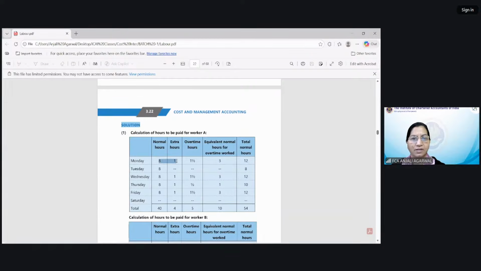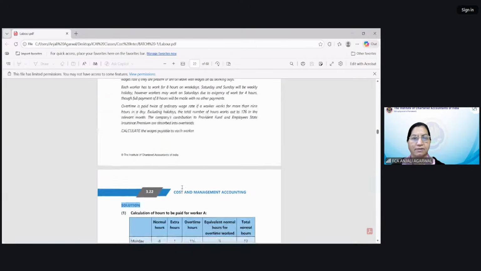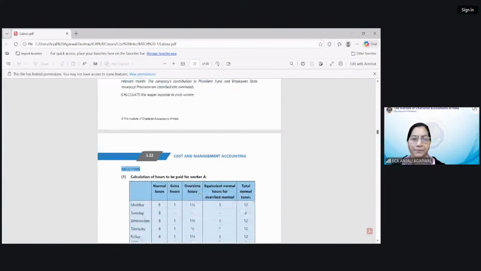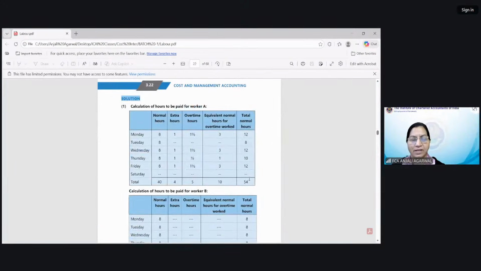8 hours, 1 hour extra, no problem, 1.5 overtime, right? Now overtime is to be paid double rate. Indirectly, this part of the question is basically the factory law as per the Factories Act. So I'll calculate for worker A and you can calculate for others.